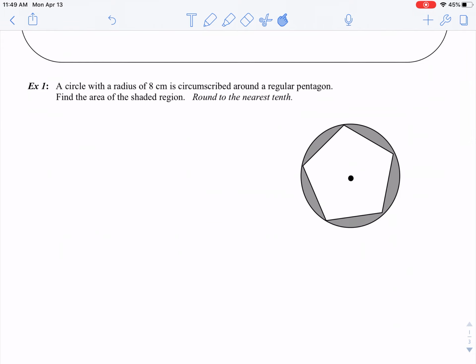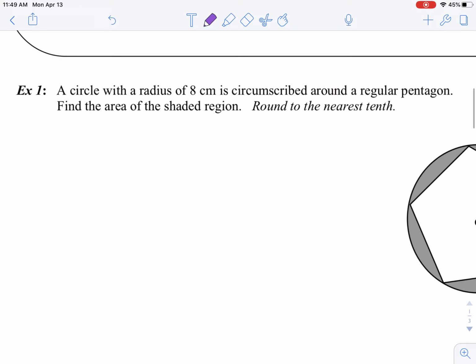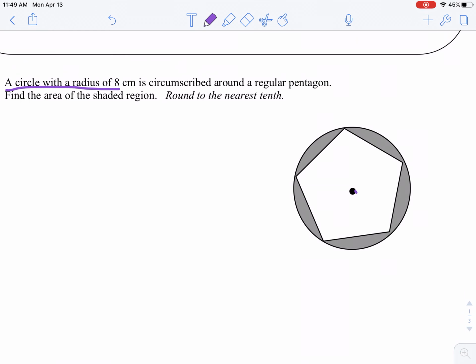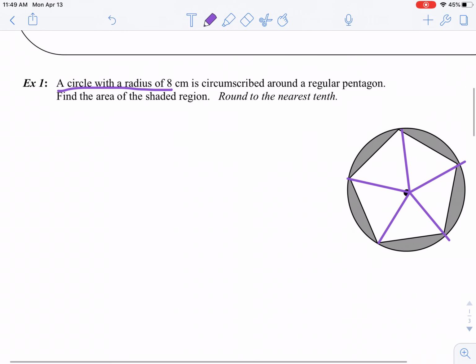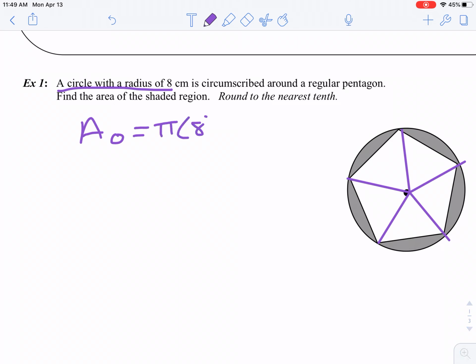Okay, so let's look at an example. So in this example, it says that we have a circle with a radius of 8. So the first thing I'm going to do is identify that radius of the circle. And that radius has to connect all the way to the circle, right? So each of these, if I could draw them well, would be a radius of the circle, okay? So that means the radius of the polygon and the radius of the circle are the same, right? So the area of that circle would be pi times 8 squared, which would be 64 pi.